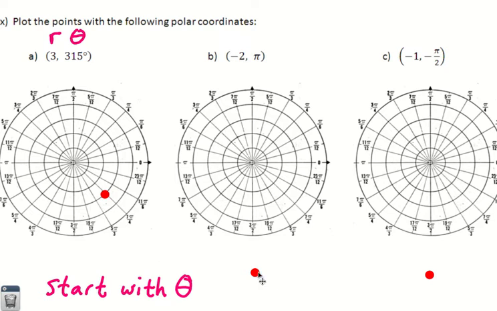Okay, an r coordinate and a theta coordinate. All right, how about example B? Again, you should probably look at the angle first, which is pi radians, which is the same as 180 degrees, right? So we go all the way to here. So here's where we're at for pi radians, which is the same as 180 degrees. Now the radius is -2.